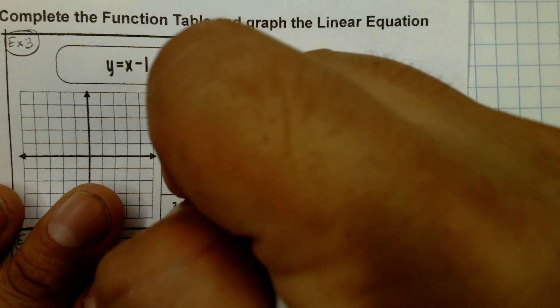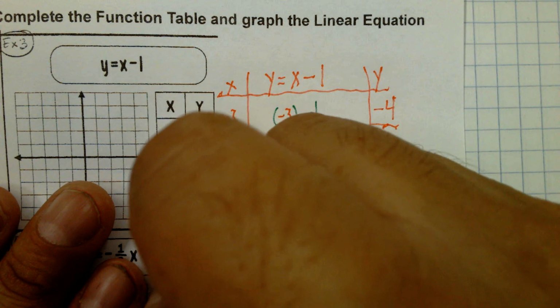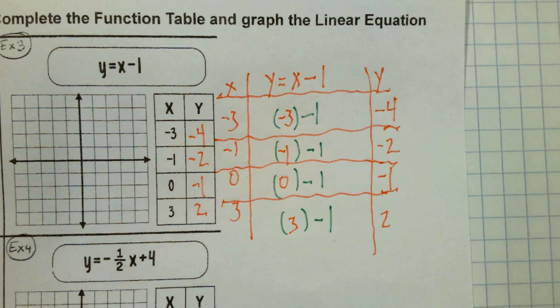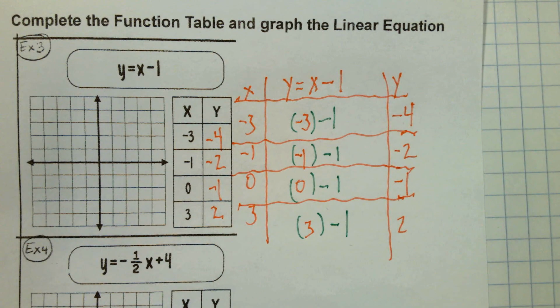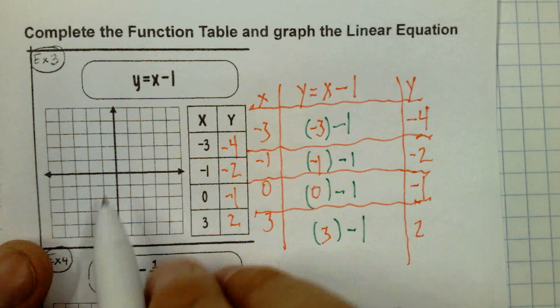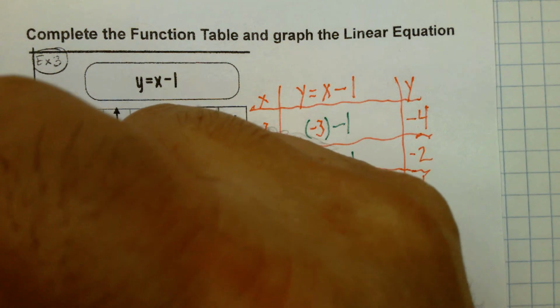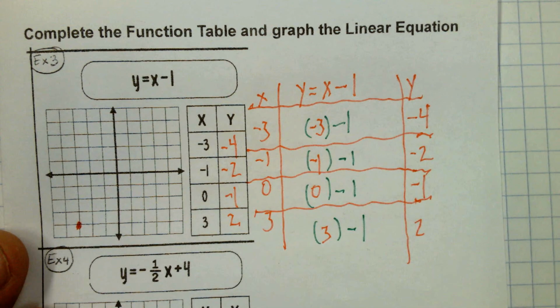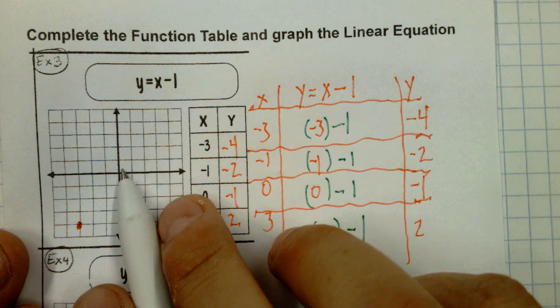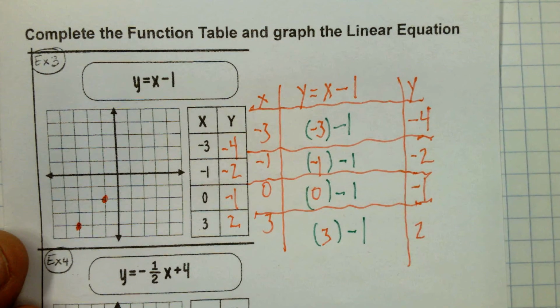So now I have my values: -4, -2, -1, and 2. Okay? Let's plot these points. Let's see, -3, -4. So I go 3 to the left, 1, 2, 3, and 4 down. There's my first point. -1, -2. 1 to the left, 2 down. Plot those points.